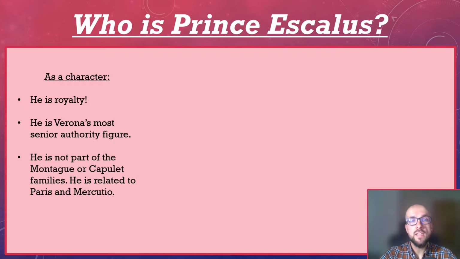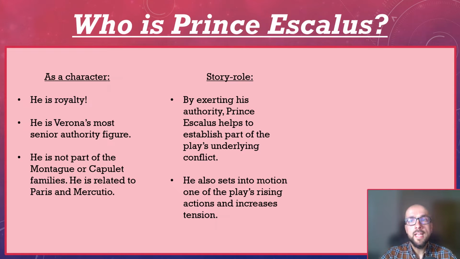The fact that Prince Escalus is Verona's most senior authority figure is central to his story role. When he first appears in the play, he reprimands the Montague and Capulet families and threatens them with death if they are caught fighting again, thus establishing part of the play's underlying conflict. Second, by banishing Romeo in the middle of the play, Prince Escalus sets into motion one of the play's rising actions, for he makes life more difficult for Romeo. In this sense then, Prince Escalus helps to increase tension in the play by raising the stakes.